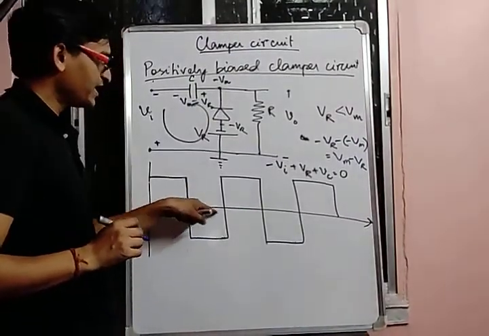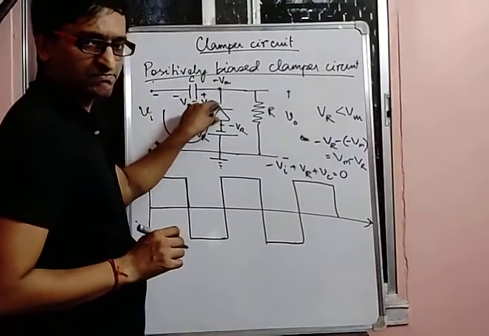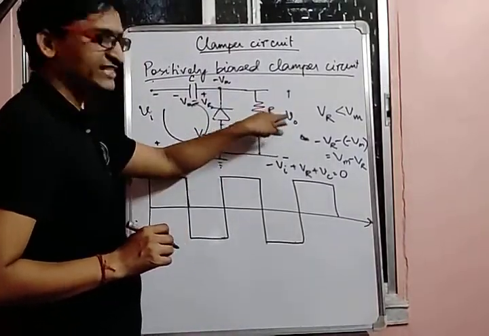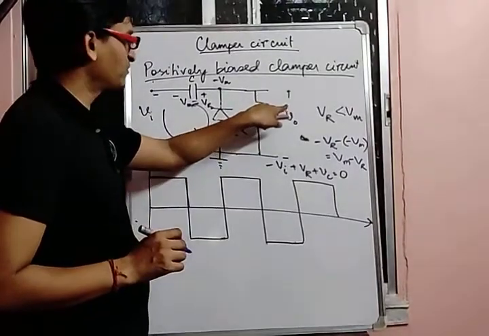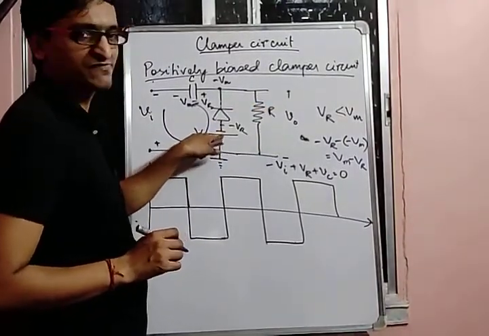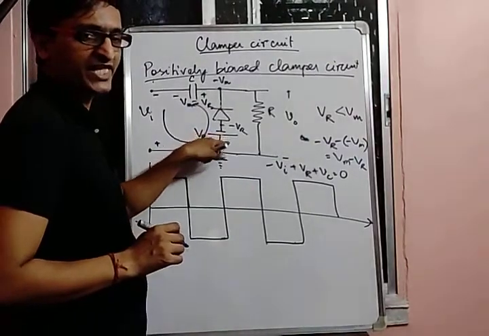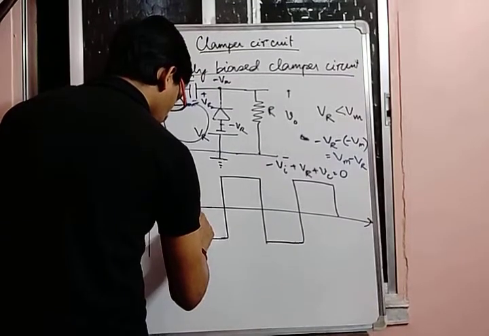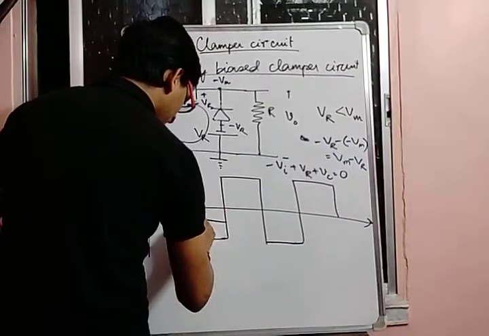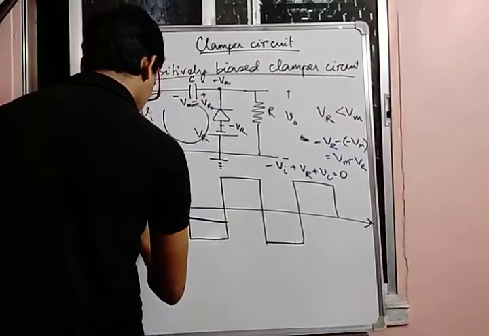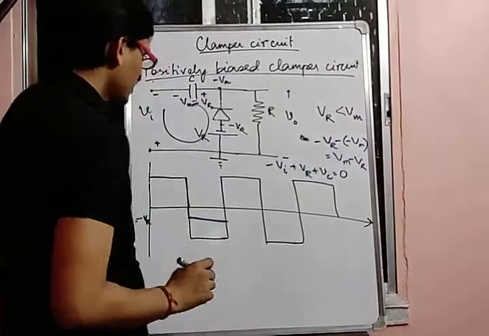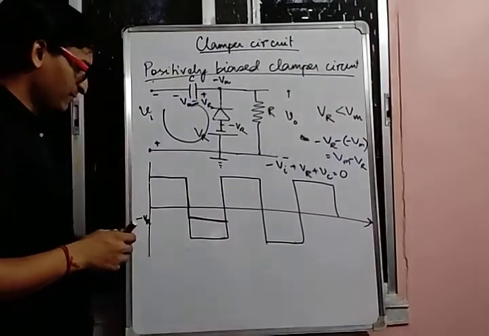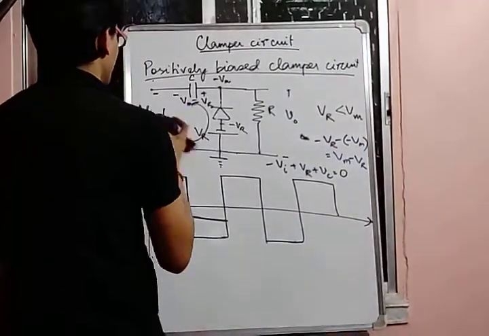But during this period, since it's short circuited, the voltage appearing across this resistance R will simply be equal to this voltage, that is minus VR. So during this period, the output voltage will be equal to minus VR. Now during the positive half cycle, what will happen?